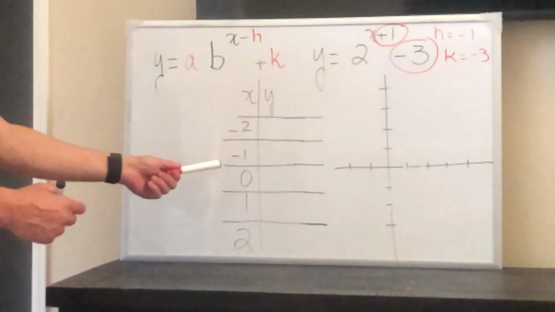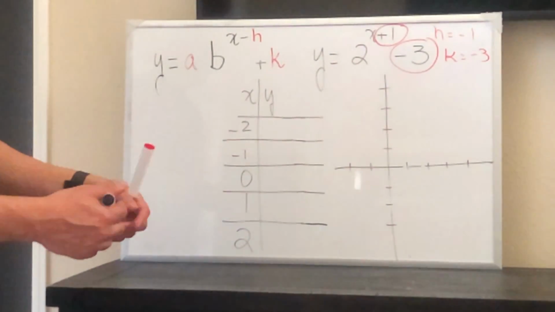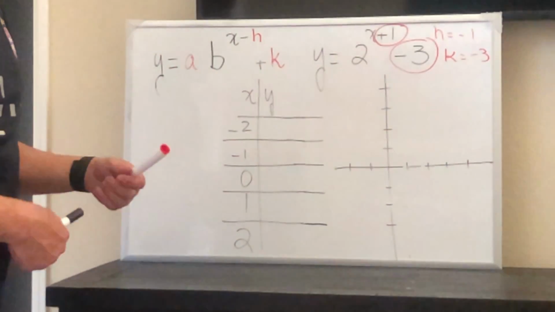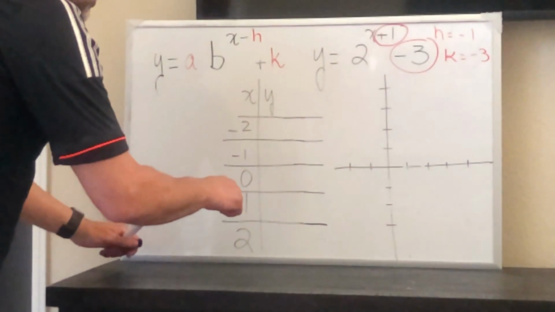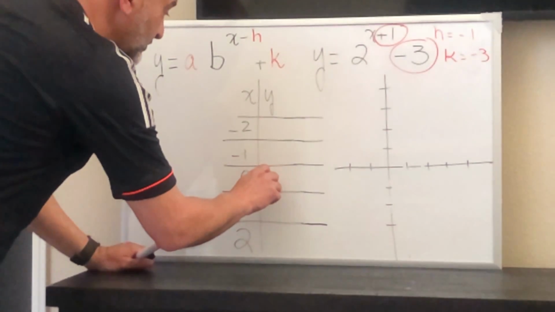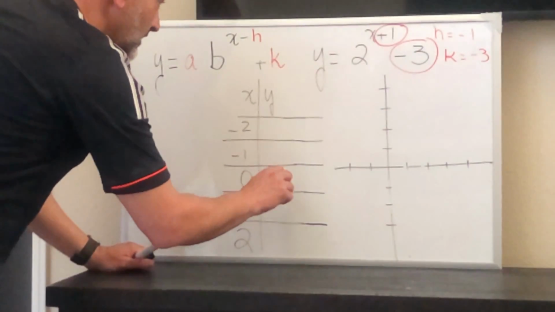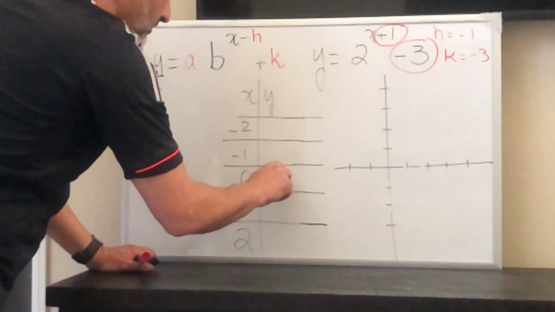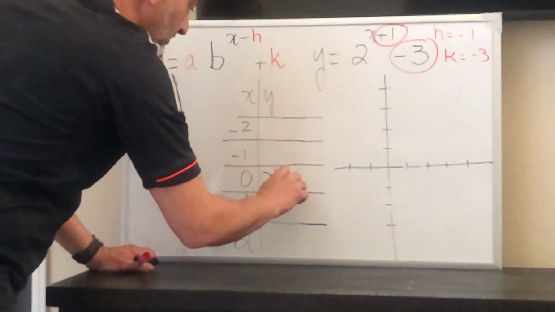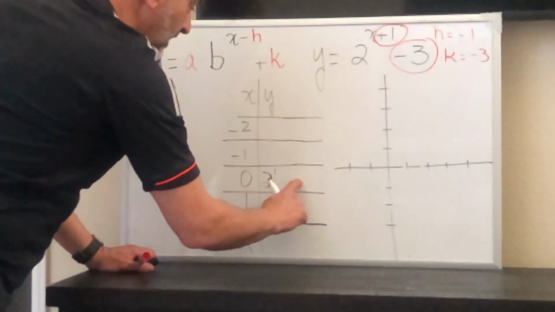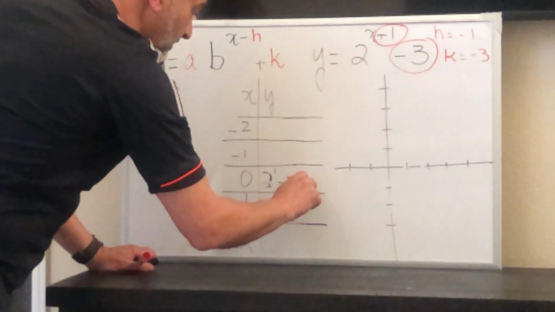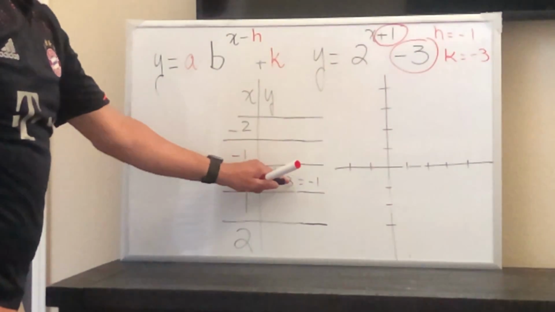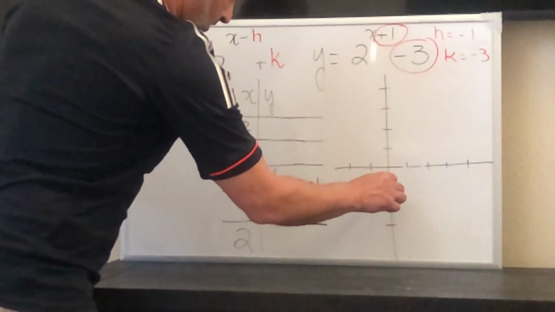So let's start with 0, which is always probably the easiest number to plug in. In this case, it turns out it'll be -1, but 0 is always still easy. So with 0, since x is 0, we get 2 to the power of 1, minus 3. Well, 2 to the power of 1 minus 3 is equal to -1. So at 0, we get -1.